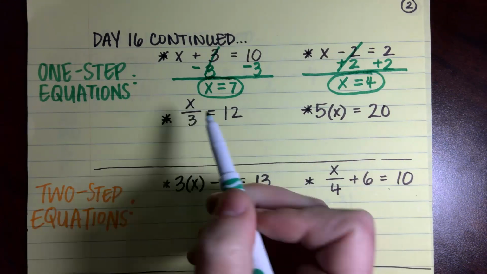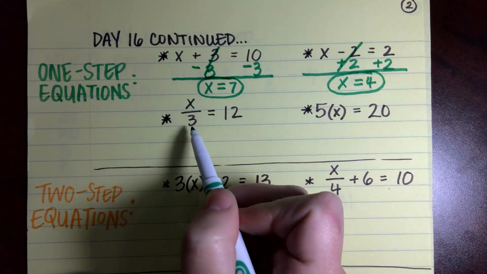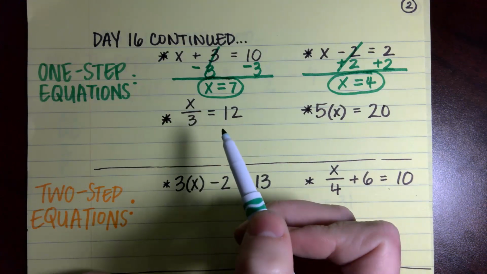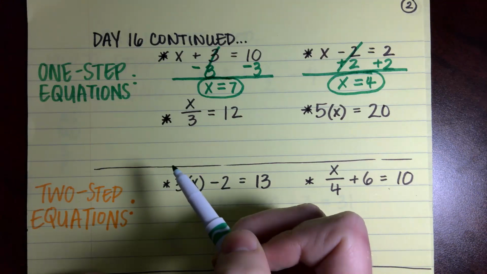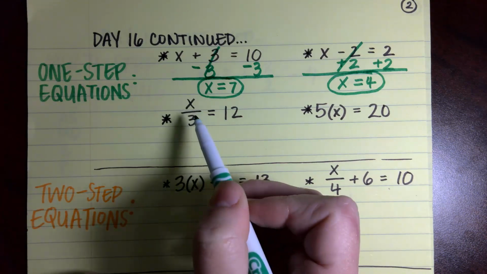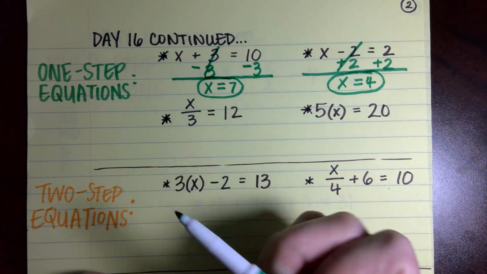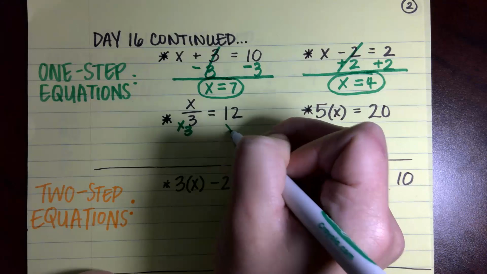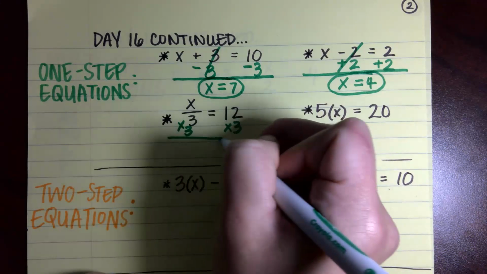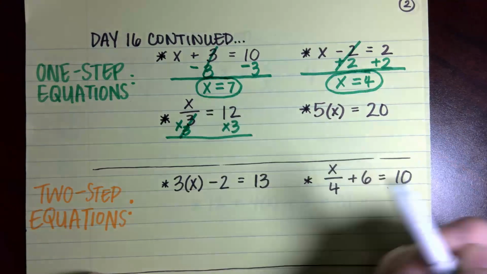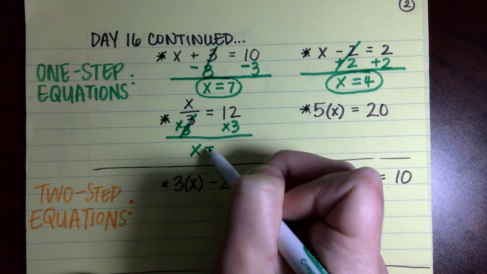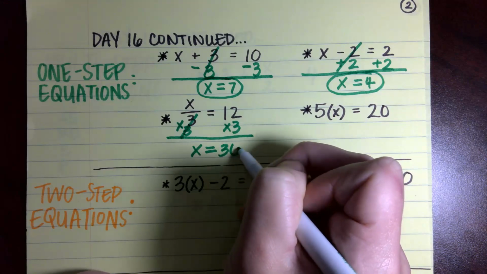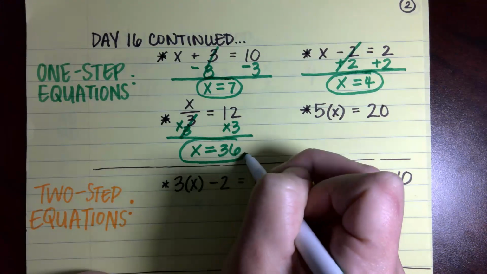Now I have x divided by 3 is equal to 12. What do I need to do here to get x by itself? Multiply. Yes, we have a division problem. To get rid of division, we multiply. So I'm going to do times 3 over here, and I got to do the same thing to both sides. My 3's will cancel, and I will get x equals, what's 12 times 3? 36. Perfect.